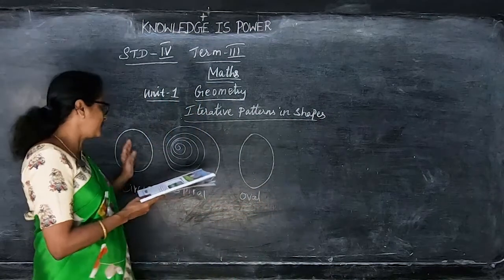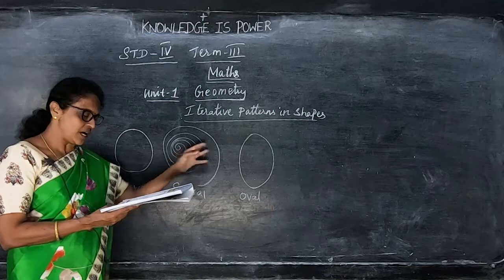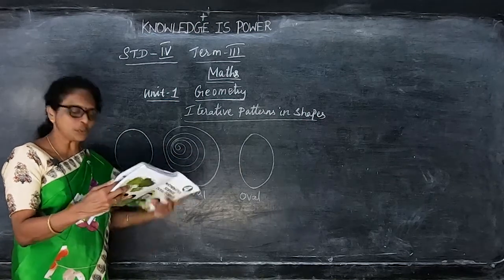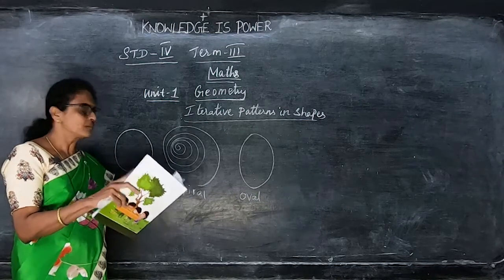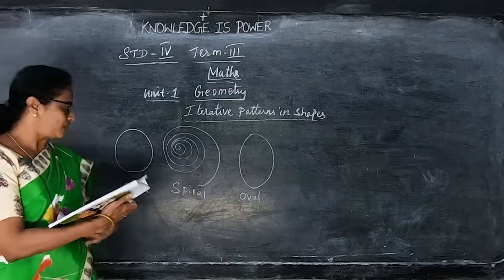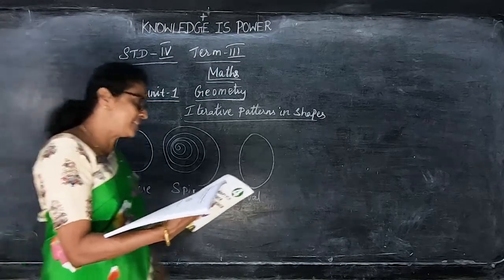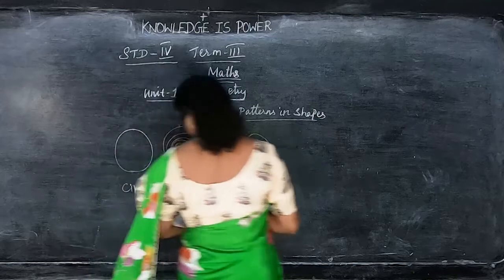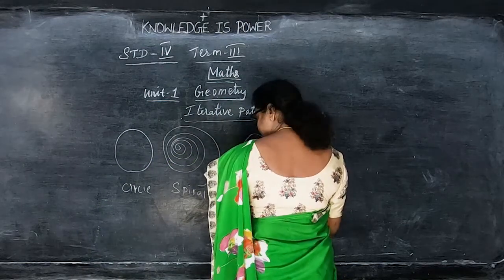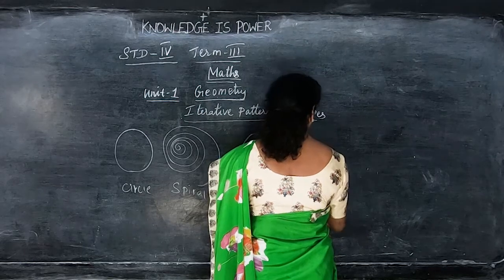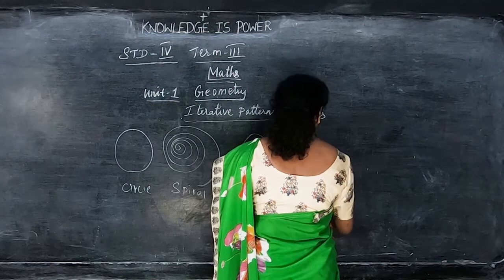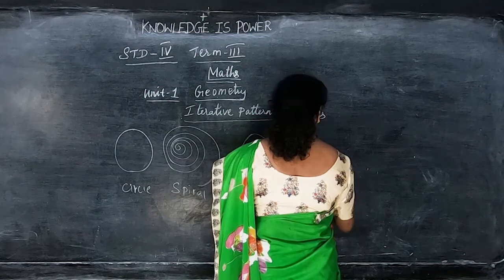From the circle, we can draw a spiral and ovals. You can see the circle is a bangle, the spiral is like chocolates and candies. Then the oval shape is an example of an egg. Here some of the patterns are there. Some more patterns: here there is a circle, a small circle, and inside that we can put some flower pattern, like this. So many patterns we can draw.